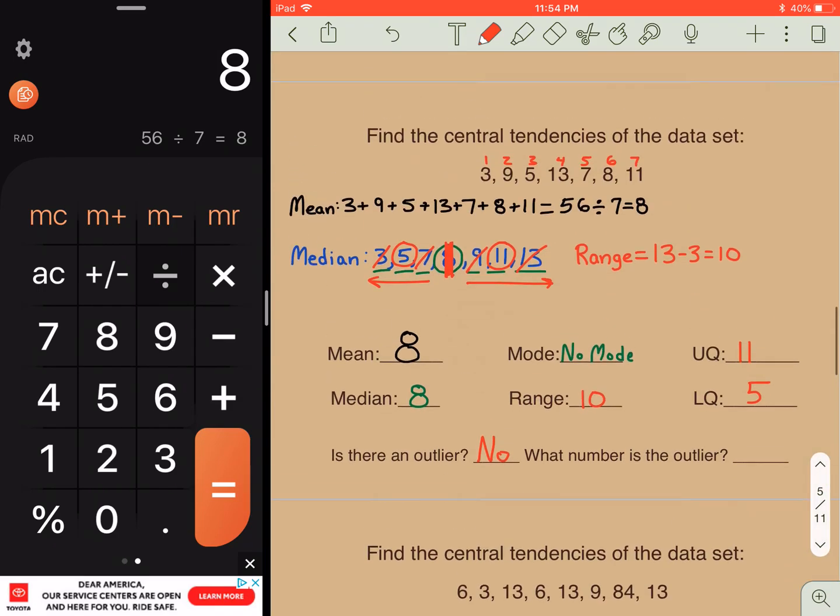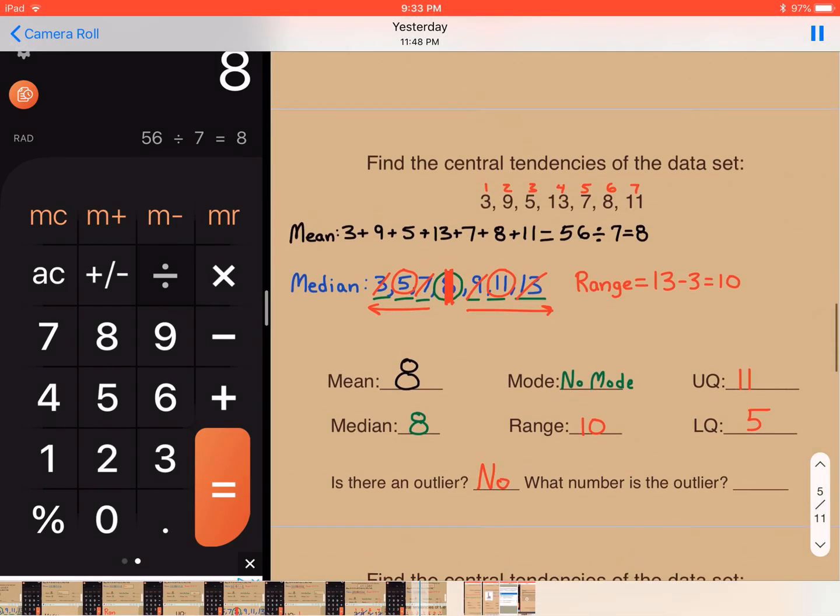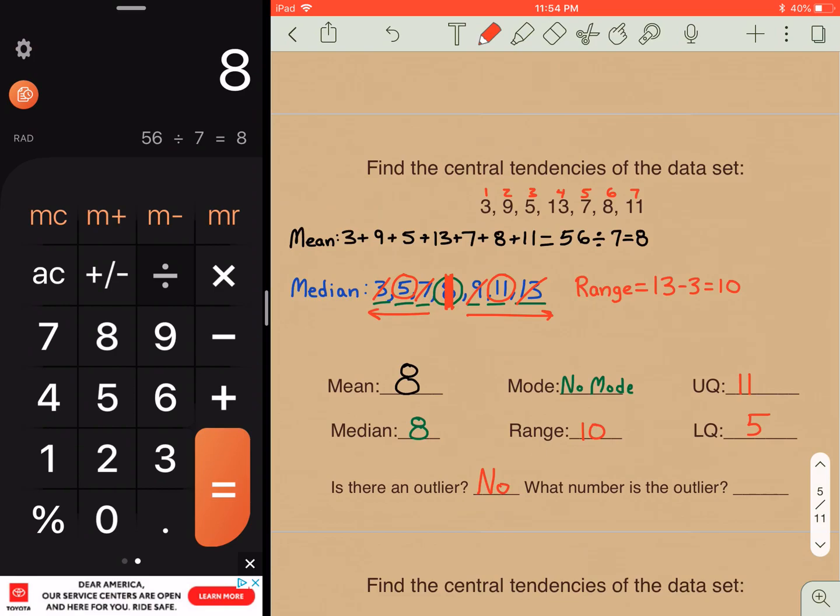So there is your first example over mean, median, mode. If you have any questions, contact me and watch this video again. Thank you guys, and watch the next video too for another example.